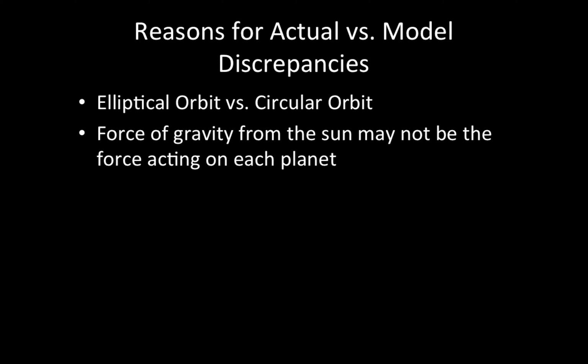Also, it is important to note that F of g from the Sun may not be the only force acting on the planets. For example, each planet could pull on each other slightly due to gravitational attraction.